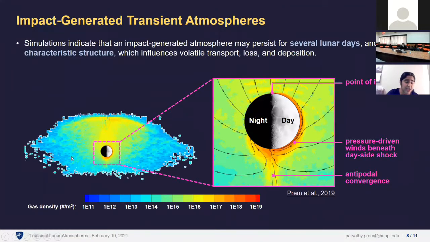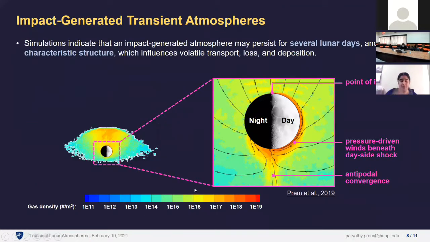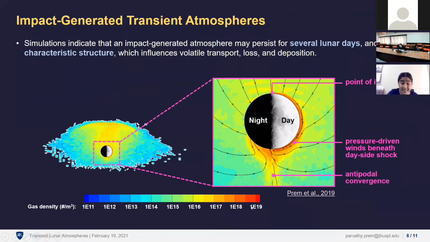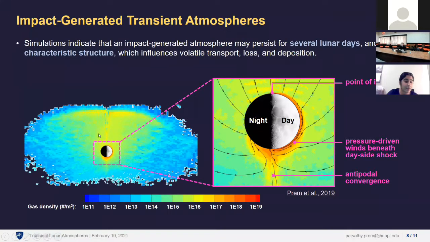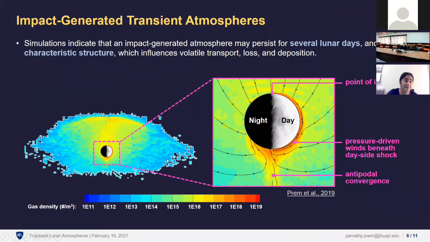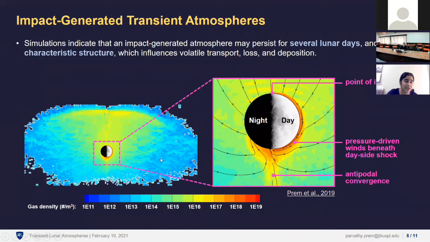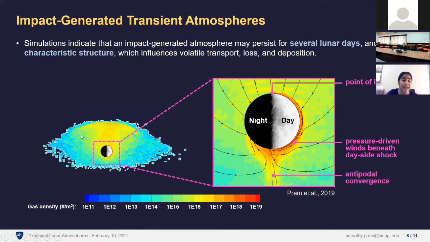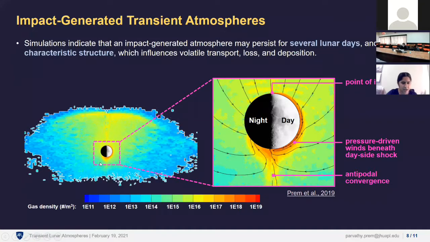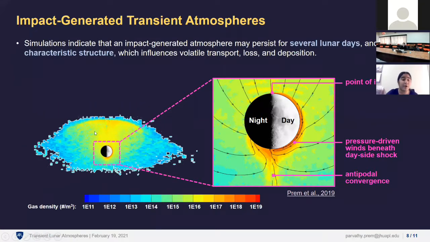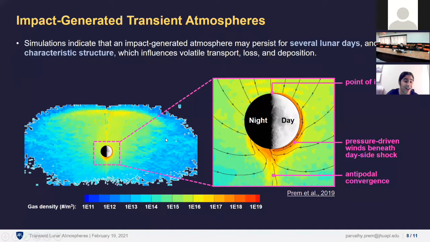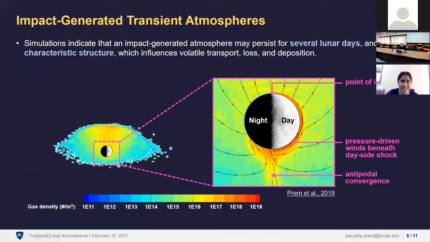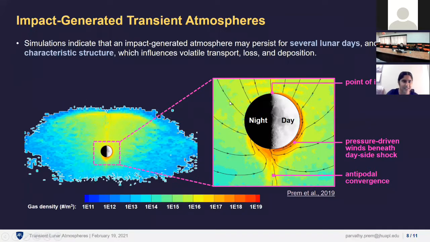And this continues to evolve even beyond that initial 40 minutes. So this animation here is a slice through the atmosphere, showing you, this time the colors indicate the gas density in units of the number of molecules per cubic meter. And this animation on loop here shows you the evolution of that vapor cloud over the course of hours. I think in this case, it's from around 1.5 hours to 6 hours after the impact.